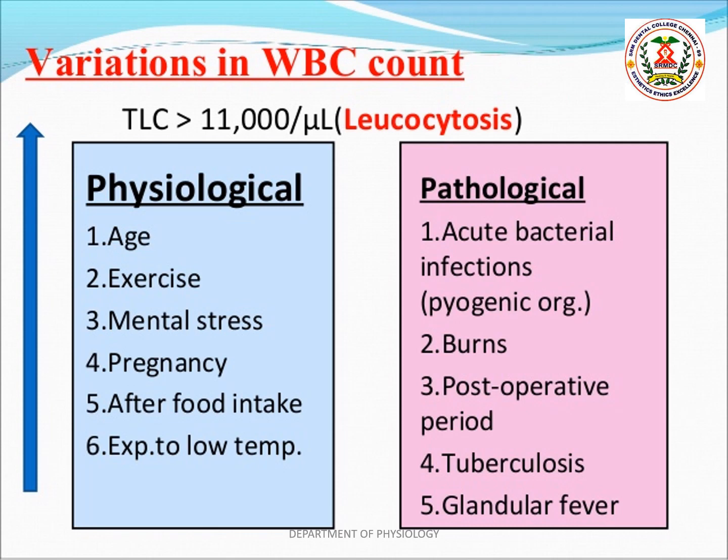So next, the variations in your WBC count. When the count is increased, that is more than 11,000, we call it leukocytosis. The physiological changes are age, exercise, mental stress, pregnancy, after taking food, and exposure to low temperature, which will increase your WBC count. The pathological conditions are acute bacterial infections, pyogenic organism infections, burns, post-operative period, tuberculosis, and rheumatic fever. During these situations, the WBC count will be higher.